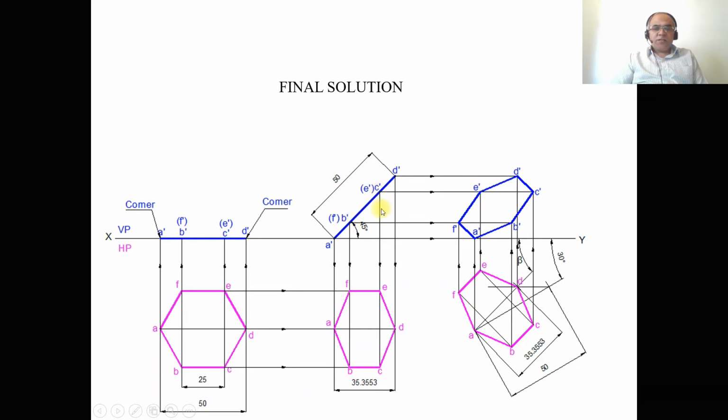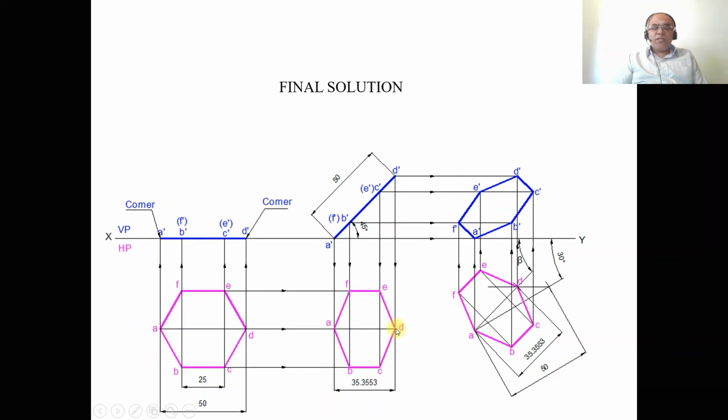Similarly, draw a vertical projector from C dash and E dash to the top view and draw a horizontal projector from the first position top view. Both these two lines are going to intersect at these two points. You mark these points as c and e. Then join a to b, b to c, c to d, d to e, e to f and f to a with a dark line.